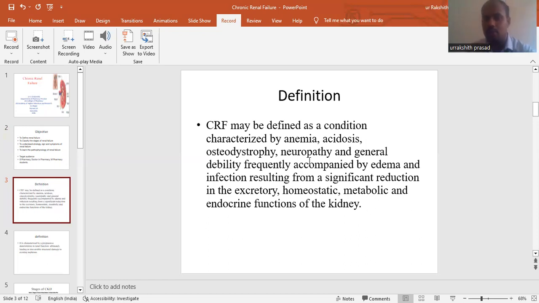Usually they feel like fluid has accumulated, especially in the hands, legs, or face. This happens because the kidneys are not able to function properly. So before going to this definition, we should understand the different functions of the kidney.